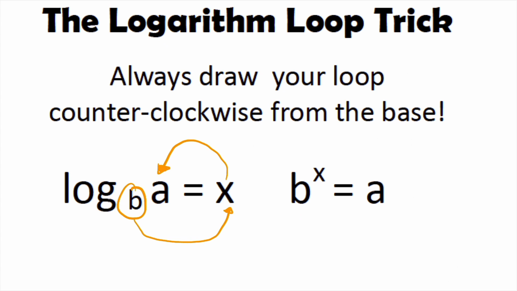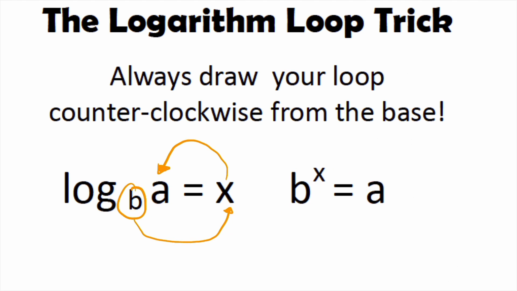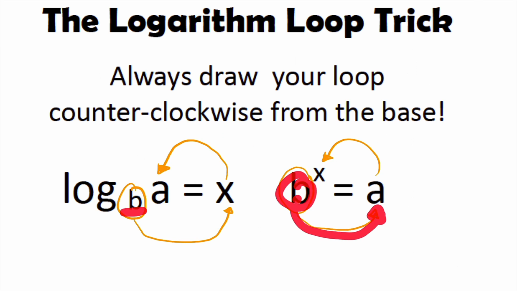Now look at the order I just went in. I started with B, and then I went to X, and then I finished with A, right? So that helps you with the order from over here. You can also do it the other way. You can start with the base over here and use the loop trick to go the other way. So start with the base, and then A goes here, and then X goes here. That works too. Okay, they both work.